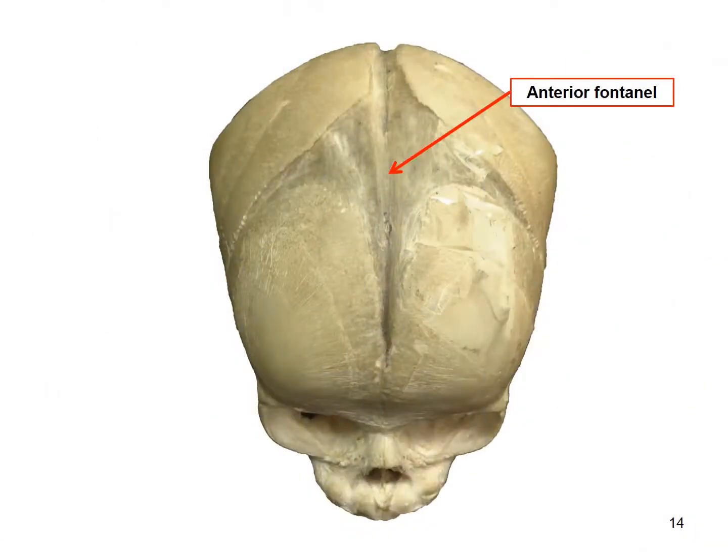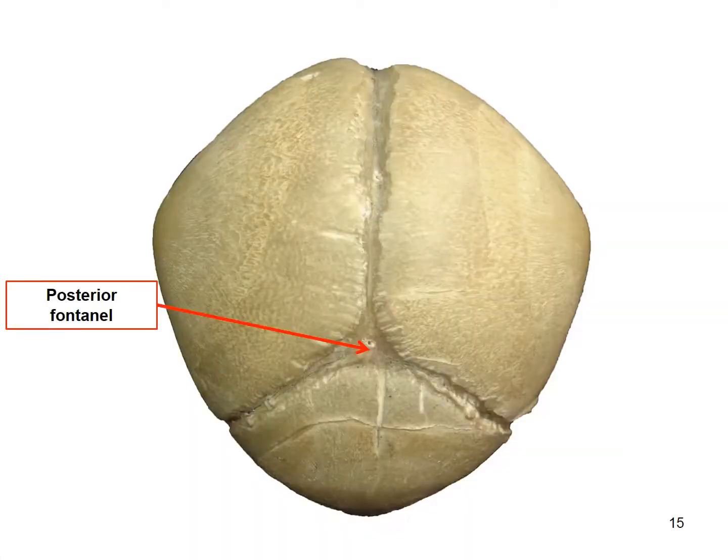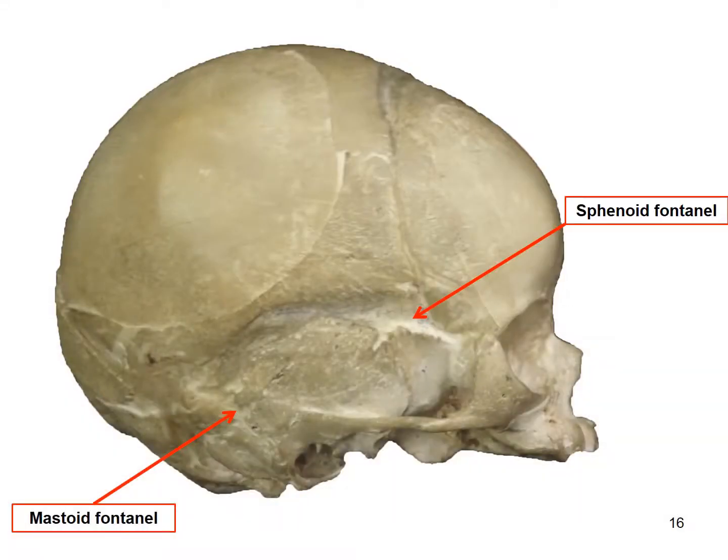This would be an example of our model that shows the anterior fontanelle. The model has now been turned 180 degrees, and we see the posterior fontanelle at the back. Now the child's skull has been turned laterally, so we're looking at the lateral aspect, and we see the sphenoid fontanelle here, as well as the mastoid fontanelle through here.